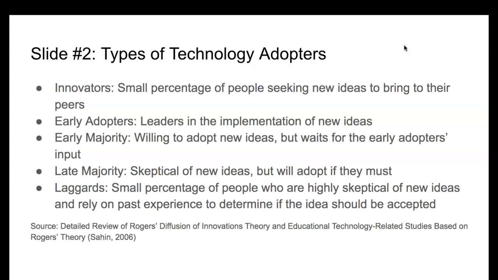The other two groups are the late majority, which are typically skeptical of new ideas but will adopt if they must. They might do it begrudgingly, but they will do it. And then finally, we have the laggards. This is the very small percentage of people who are highly skeptical of new ideas and will rely on past experience to determine if the idea should be accepted. They will wait to see how things go and what others experience in this new technology or this new idea before they are willing to give it a try themselves.